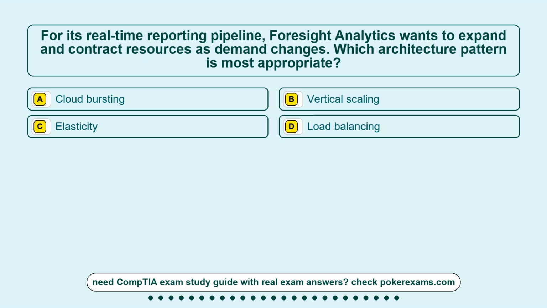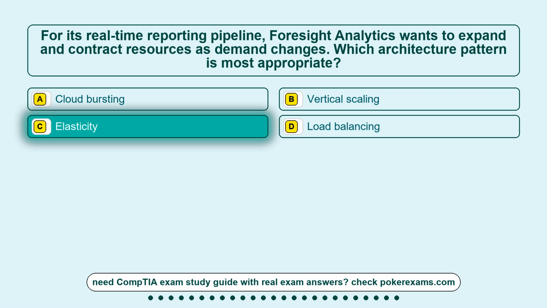Question 2. For its real-time reporting pipeline, Foresight Analytics wants to expand and contract resources as demand changes. Which architecture pattern is most appropriate? Option A, cloud bursting. Option B, vertical scaling. Option C, elasticity. Option D, load balancing. The correct answer is option C, elasticity.